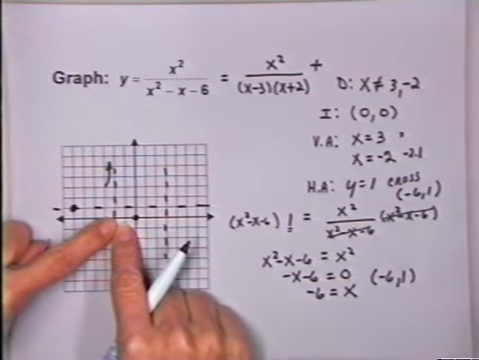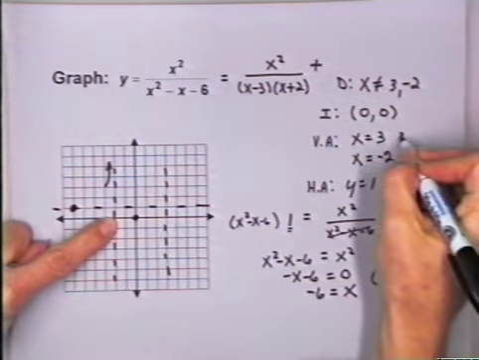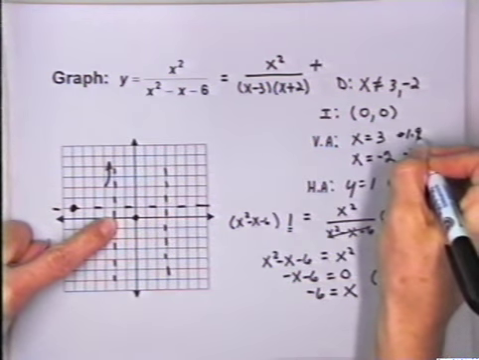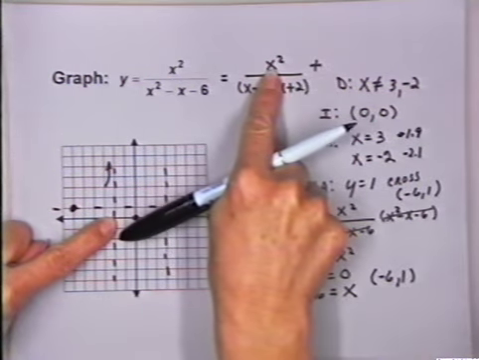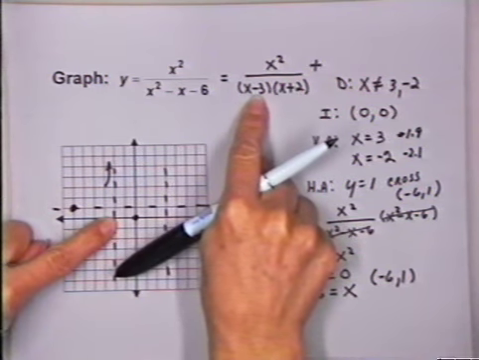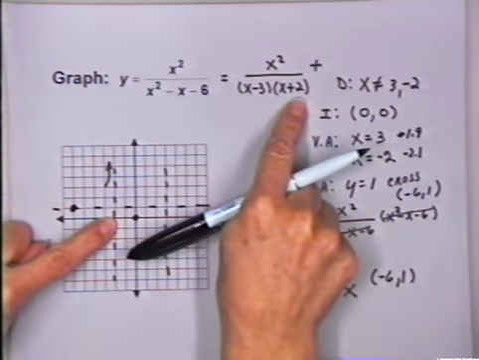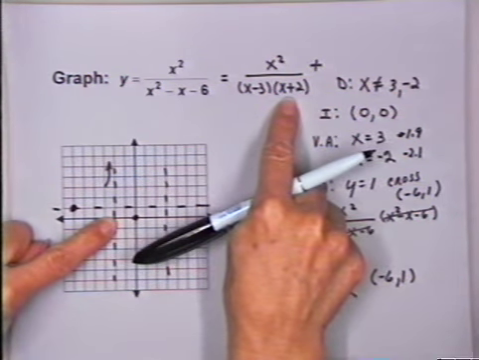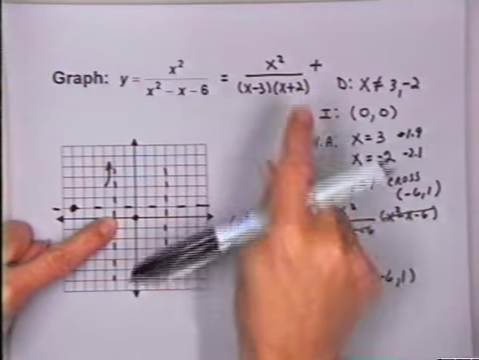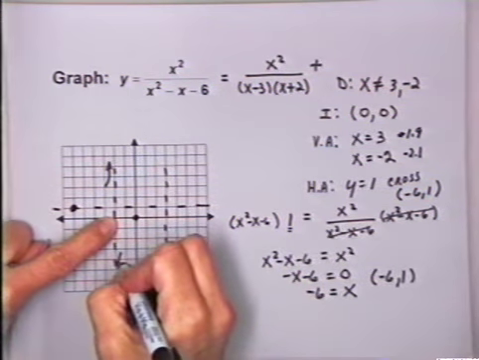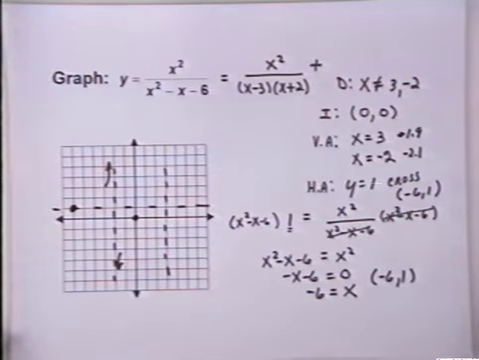Let's get on the right-hand side of negative 2, and let's use negative 1.9. Numerator is still positive. Negative 1.9 minus 3 is negative. Negative 1.9 plus 2 is positive. A negative times a positive is negative. So I have a positive over a negative here. This is going to be negative infinity, coming down like this.